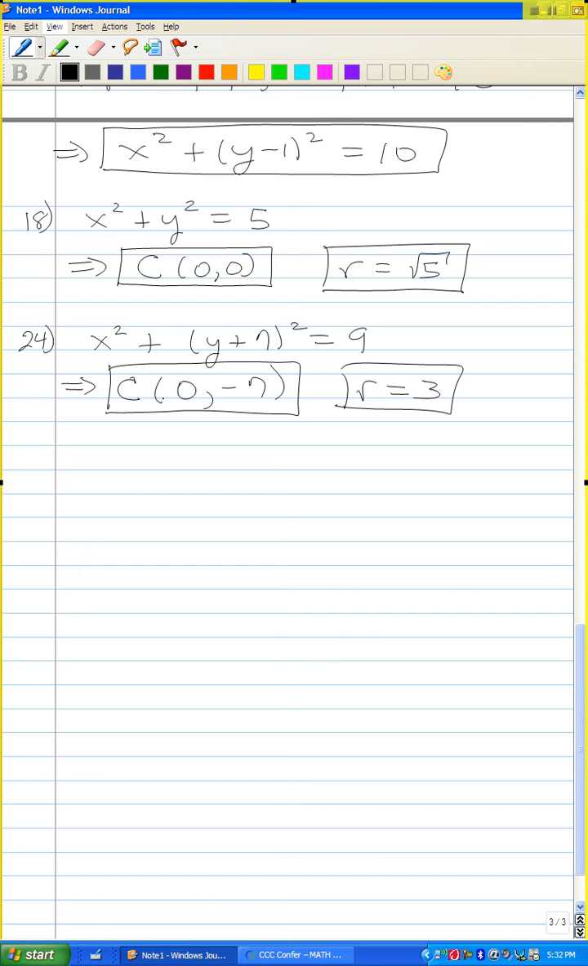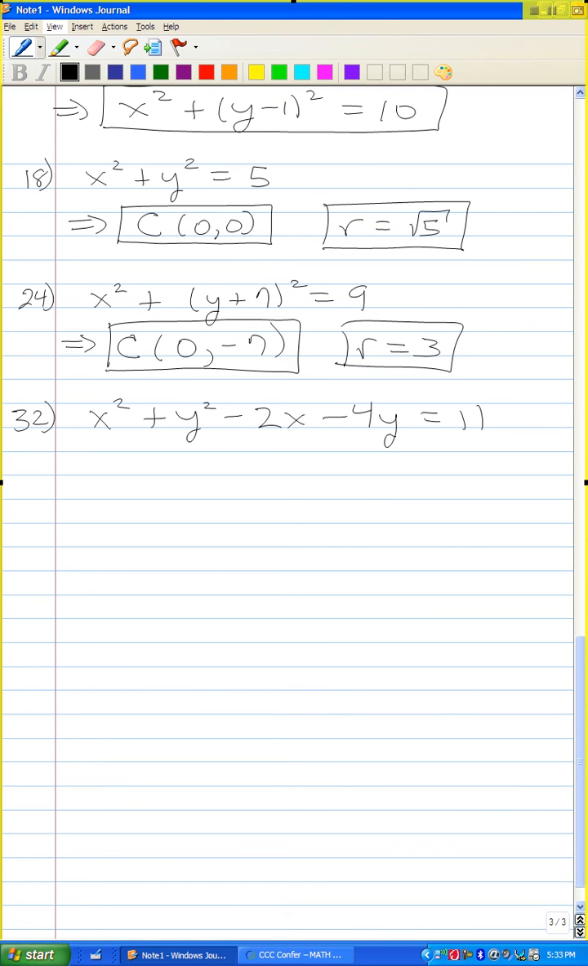Let me do problem number 32. x squared plus y squared minus 2x minus 4y is equal to 11. And so let's try to put this into proper form. And so I'm going to complete the square. So let me group all my x's and all of my y's together.